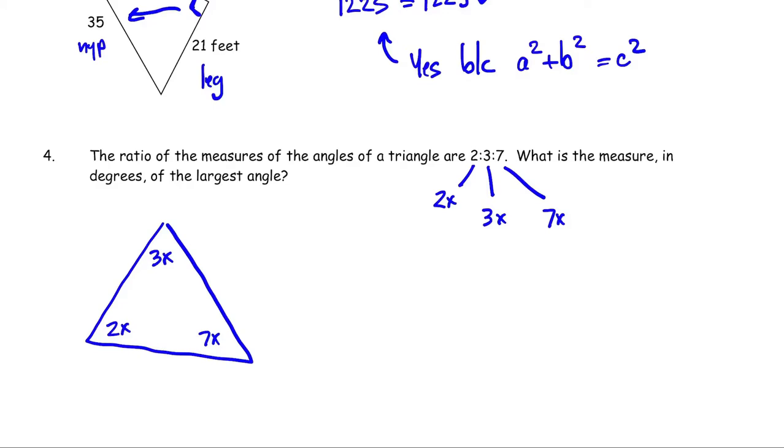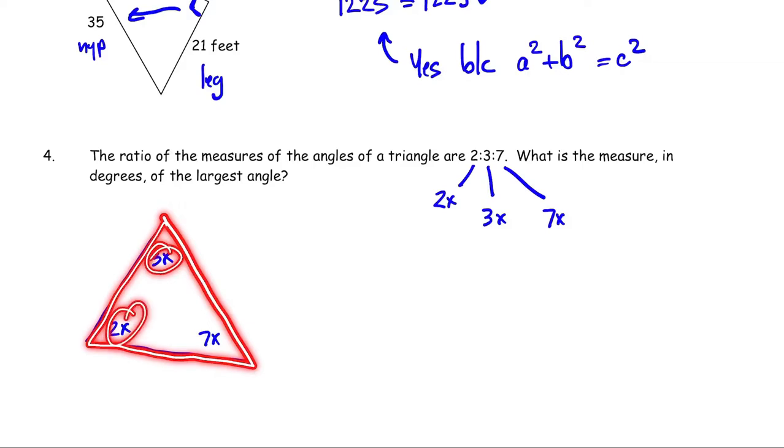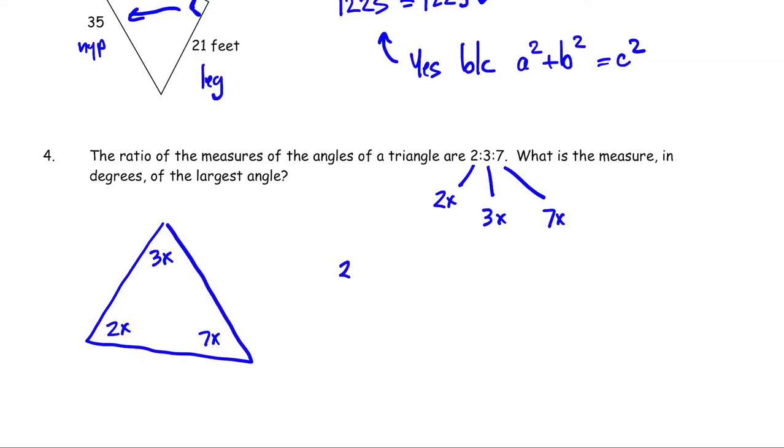Now it's a very easy question, right? Because you guys remember the three angles of all triangles add up to 180. So I just have to make an equation with that. 2x plus 3x plus 7x equals 180. Combine all your like terms, that gives you 12x equals 180. Divide by 12, x is 15.